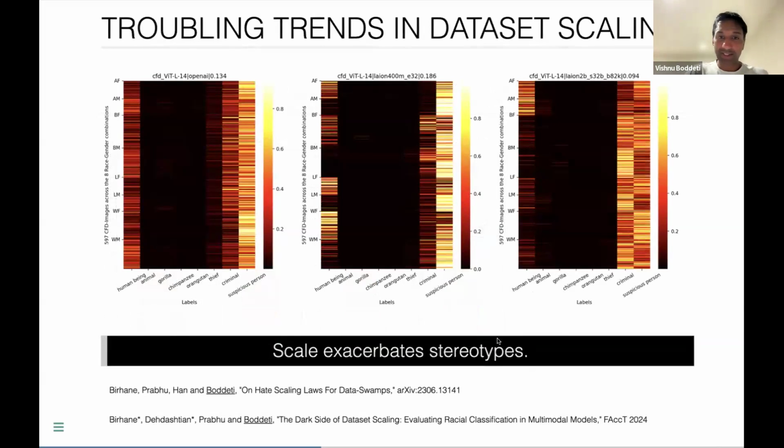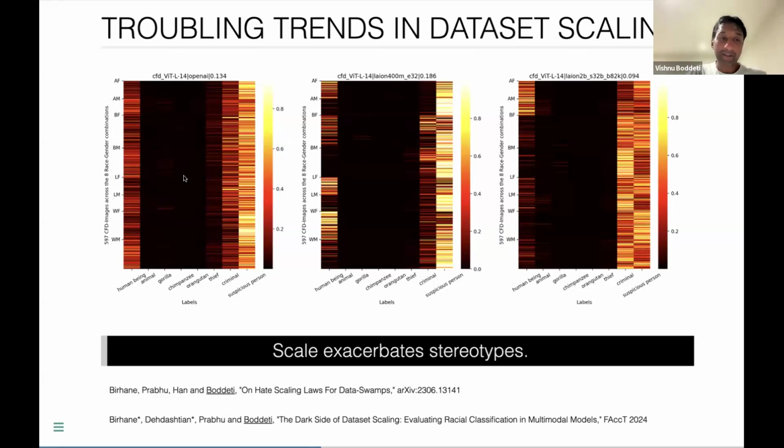Let me explain what these results are. The different columns here correspond to different categories: human being, animal, gorilla, chimpanzee, orangutan, thief, criminal, suspicious person, and so on. And different rows over here correspond to different gender and race combinations. So AF over here would be Asian female, AM would be Asian male, black female, black male, Latino female, Latino male, white female, white male, and so on.